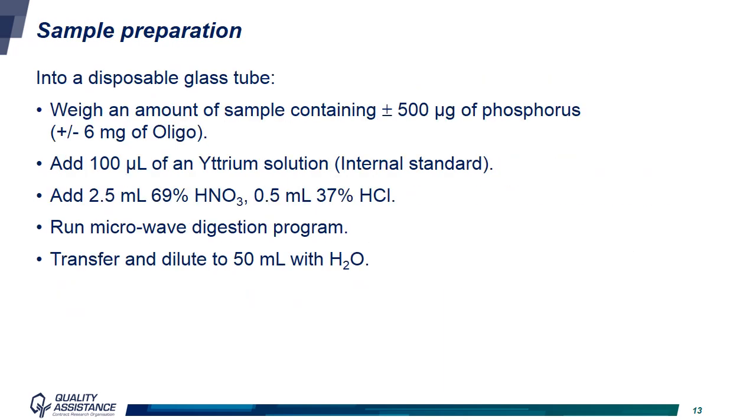Such sample preparation is quite easy using a microwave system. Into a disposable glass tube, we introduce an amount of sample corresponding to about 0.5 milligram of phosphorus, meaning something like 6 milligram of oligo. We add an internal standard solution of yttrium and concentrated nitric and hydrochloric acid. Then we run the microwave digestion program, and finally we transfer and dilute the sample to 50 ml with water, making the sample ready for ICP-MS determination.